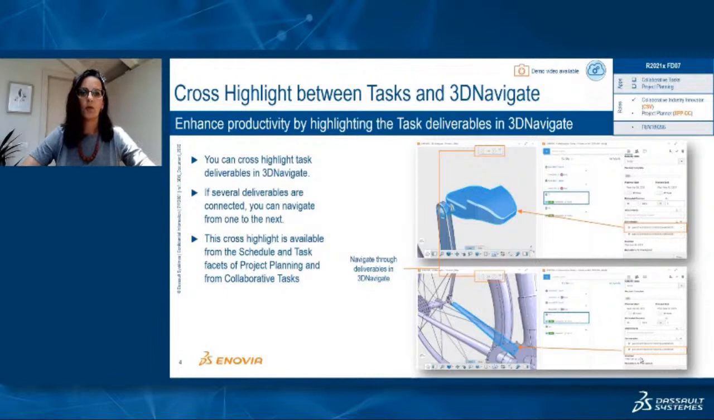Now you can navigate the task deliverables in 3D Navigate to highlight the associated 3D. You click on the task itself, and then the deliverables will be highlighted and focused in the 3D Navigate widget. If several deliverables are connected to the task, you can navigate from one to the next using the arrows at the top side of the 3D Navigate widget.